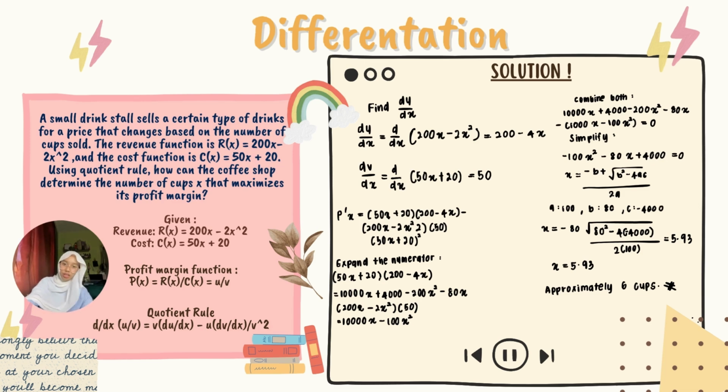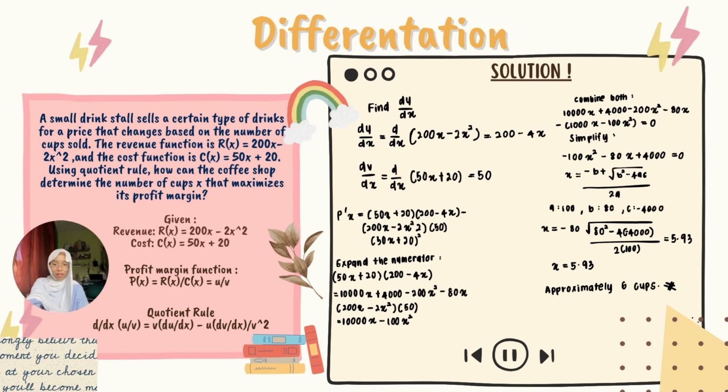Here's a step-by-step explanation of the calculation. First, we need to define the given functions. Revenue function R(x) equals 200x minus 2x squared. Cost function C(x) equals 50x plus 20. Profit margin function P(x) equals R(x) over C(x), which is u over v. Secondly, we need to differentiate using the quotient rule. Since P(x) equals u over v, we use the quotient rule for differentiation. Here, u equals R(x) equals 200x minus 2x squared, and v equals C(x) equals 50x plus 20.